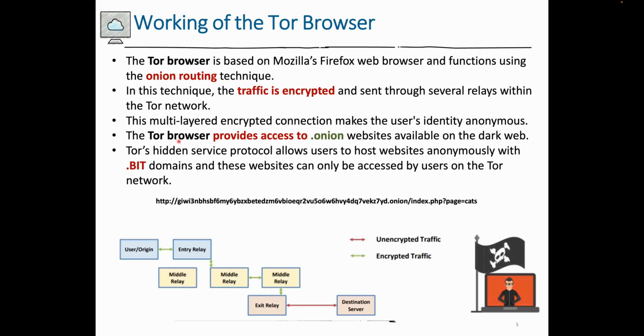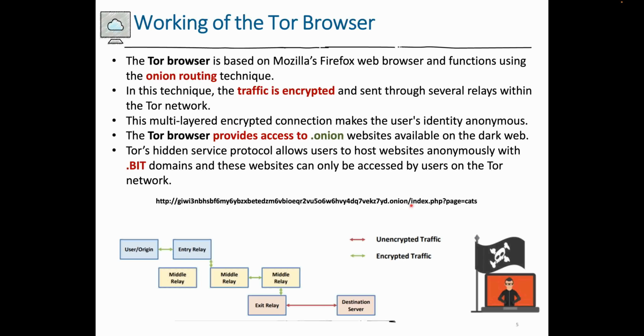Now, the Tor browser provides access to .onion websites. The Tor browser is specifically designed to access .onion websites, which are part of the dark web. These websites use the .onion top-level domain, TLD, which is not part of the internet DNS, the one we know like .com or .gov or whatever. The addresses of these onion websites are typically a string of random characters.